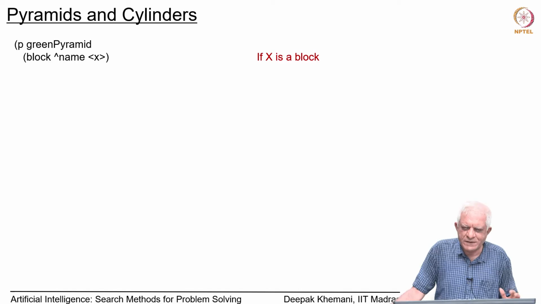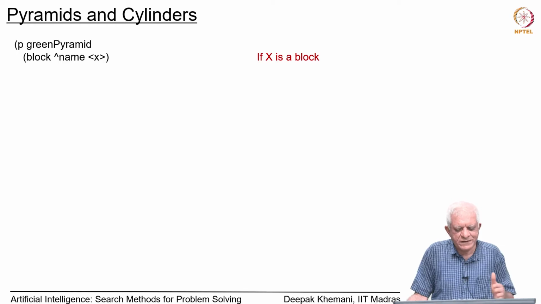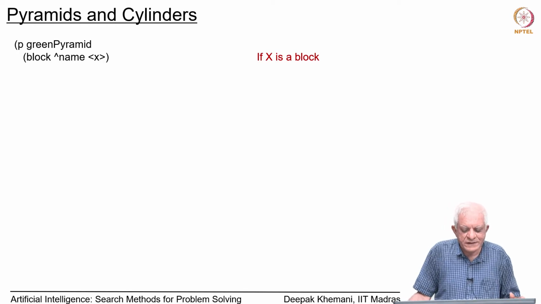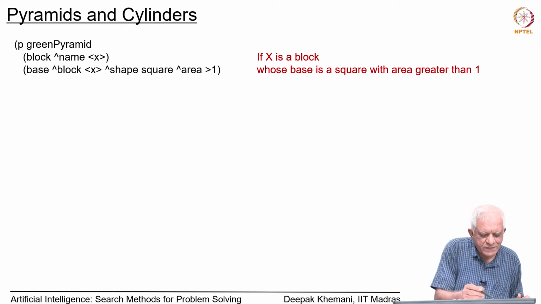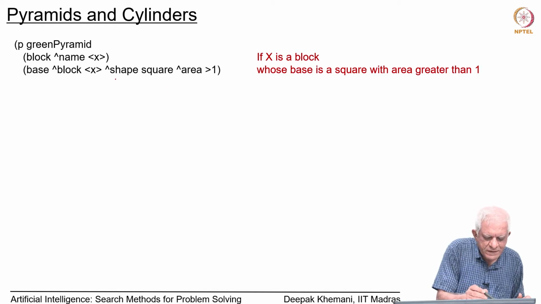We say that if X is a block, so the rule is on the left and the English description is on the right here in the red. So, if we have a block and let us call it X, X is a variable, remember, whose base is a square with area greater than 1, and all that is described by attributes and values here. Whose base has a shape square and the area is more than 1 essentially.